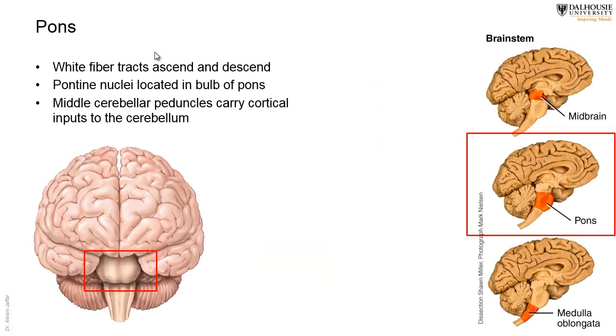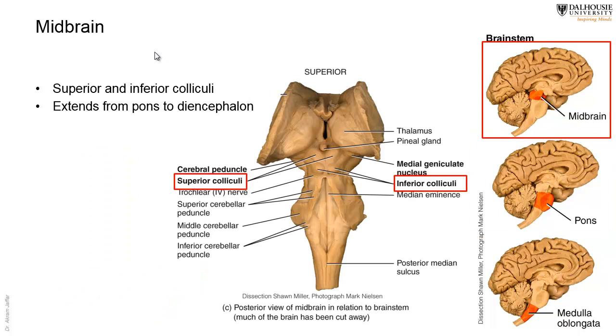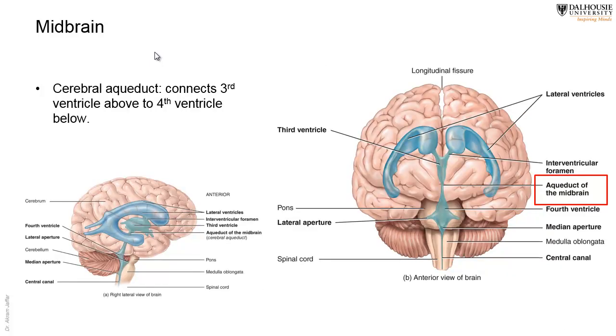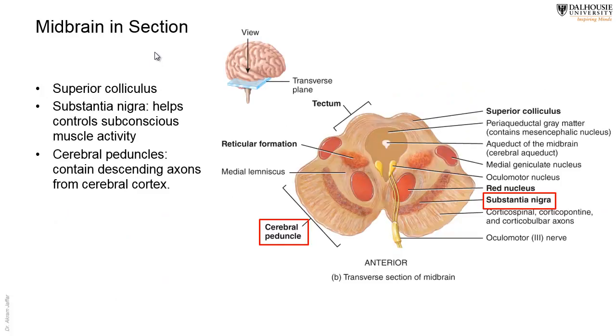And then we have the pons, the bridge, that contains nuclei, ascending and descending fibers, and has connections with the cerebellum. And then we have the midbrain, which has the colliculi posteriorly, which are related to visual and auditory reflexes. It has the cerebral aqueduct inside, which connects the third and fourth ventricles. And it has the substantia nigra, these neurons which have the melanin-like pigment and are implicated in Parkinson's disease. And it has the cerebral peduncles, which contain descending fibers.